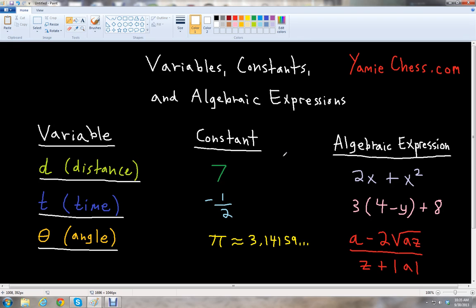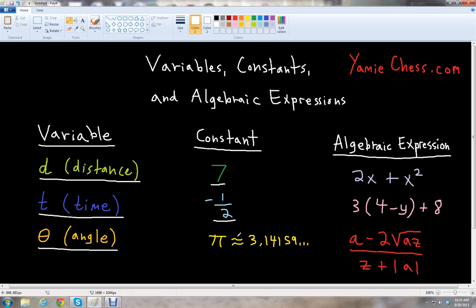Now, on the other hand, we have constants, and these are values that do not change. They always stay the same. So, for example, we have the number 7. That's considered a constant. The fraction negative 1/2 is also a constant.